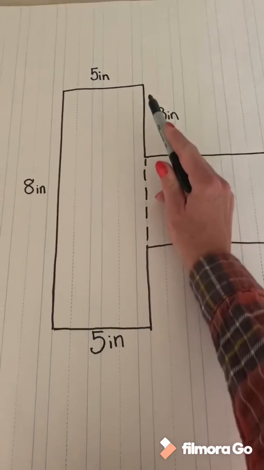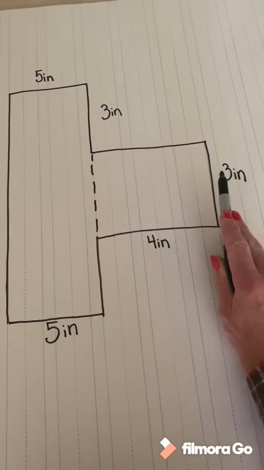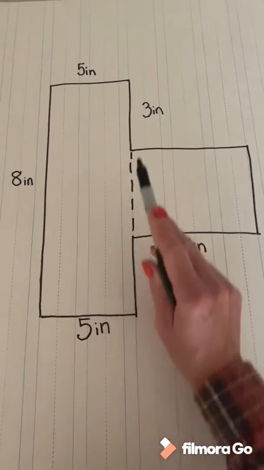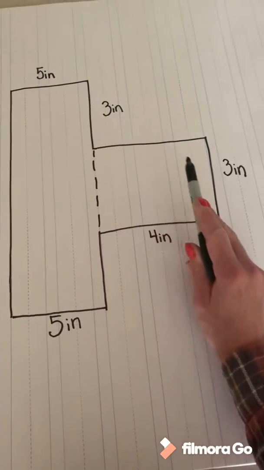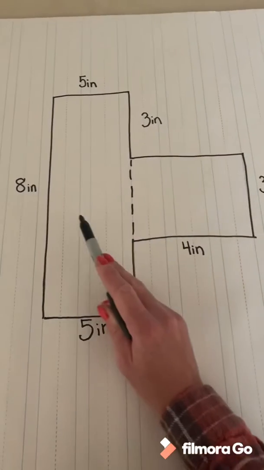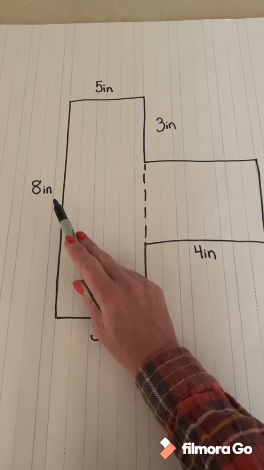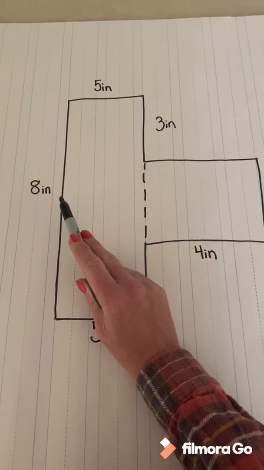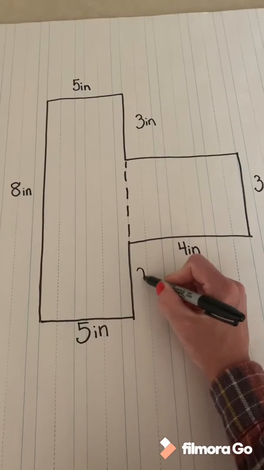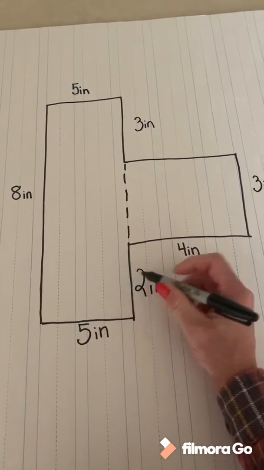Well, I can see that this is 3 inches long. I can pretend that this is scooted all the way in here, so that would be in another 3. So 3 plus 3 is going to give me 6. So how do I go from 6 to 8? What is the difference between 6 and 8? Well, 8 minus 6 is 2. So this missing length here has got to be 2 inches.